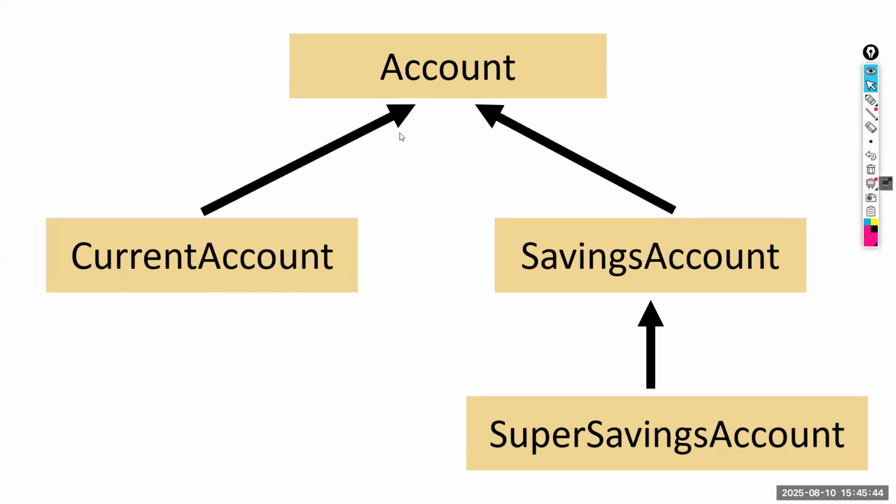Remember, I told you it's better to understand this as supertype and subtype rather than parent and child. For example, the parent of super savings account is not savings account. Just think, the general case of super savings account is savings account, and its general case is account. The supertype of super savings account is savings account. The supertype of savings account is account. Subtypes of account are savings account and current account. The subtype of savings account is super savings account. So that is the better terminology.